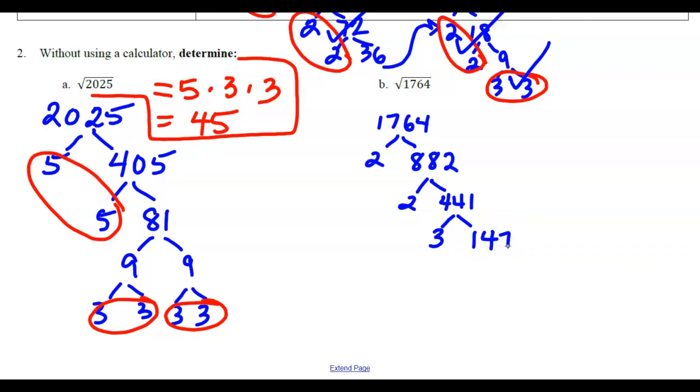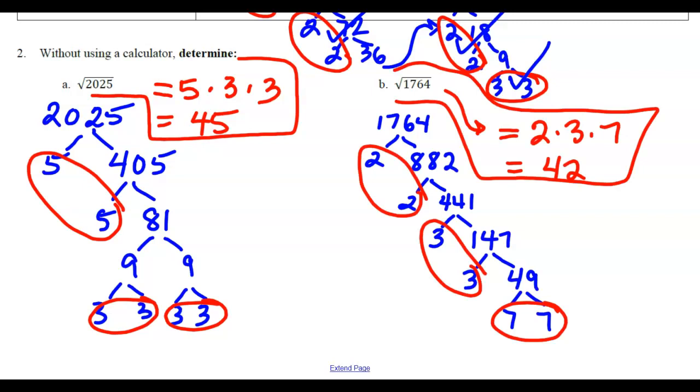So 147, maybe I don't know that either, but add them up. 1 plus 4 plus 7 is 12. So I know it's divisible by 3. Okay, so continue on from there. Okay, so square root of 1,764 is 42.